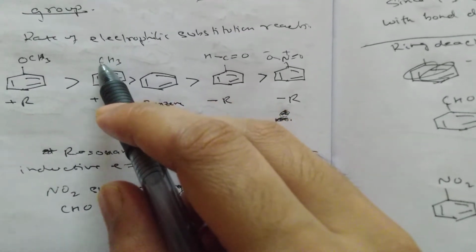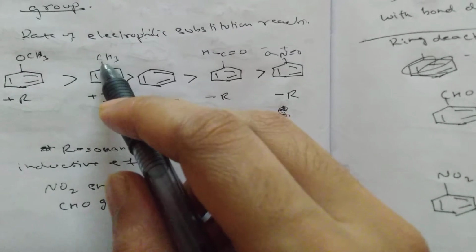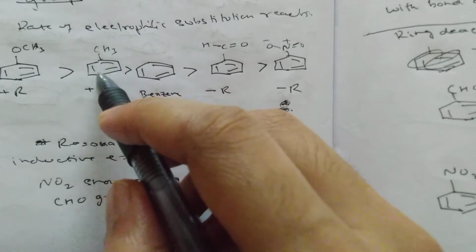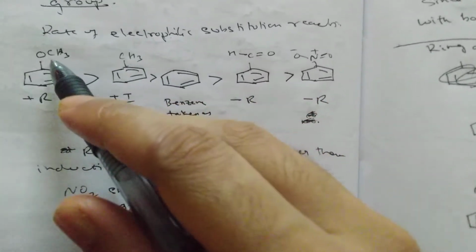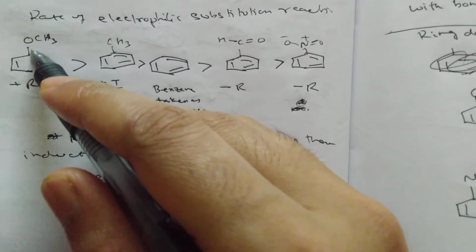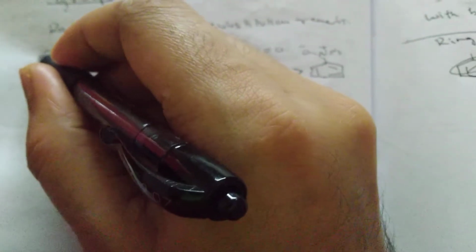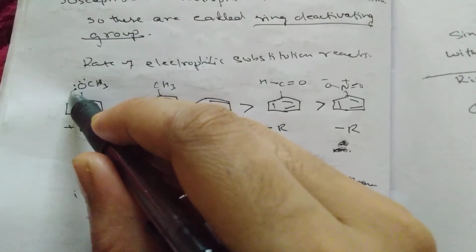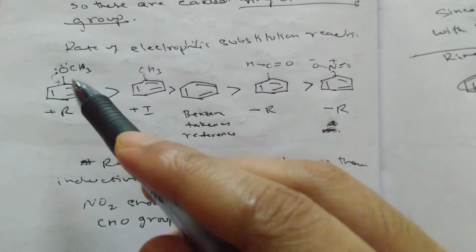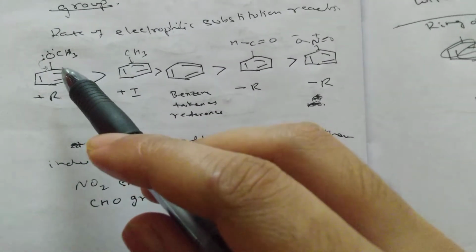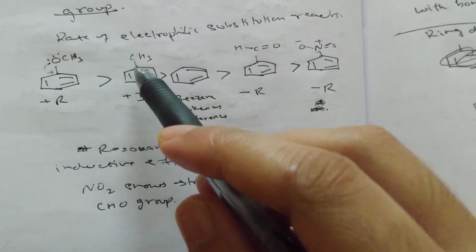So if somebody pumps electrons, imagine CH3 pumps electrons through the inductive effect. Though it is small, it still pumps electrons, so it makes the ring more reactive than benzene. When you take OCH3, now oxygen is electronegative, so it withdraws electrons through the minus I effect. But the minus I effect, as you know, is much smaller compared to the plus R effect. So it pumps electrons through the plus R effect, and this one is much stronger than the minus I effect, and therefore it is a stronger pumping group, and therefore it is more reactive than even toluene.